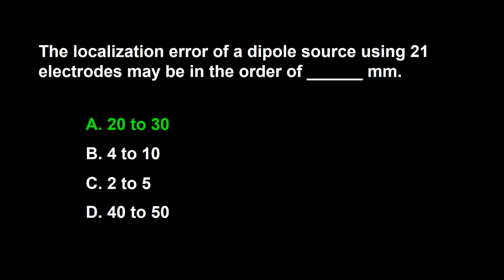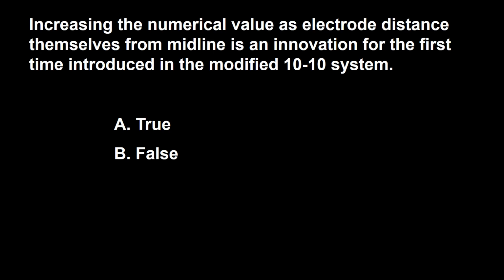I quoted Evert on the article by Moshe because I tried reading the article from Moshe by myself and I was unable to read it because of its high complexity or my narrow understanding of the math that went into their calculations. The next question is: increasing the numerical value as electrodes distance themselves from midline is an innovation first introduced in the modified 10-10 system.